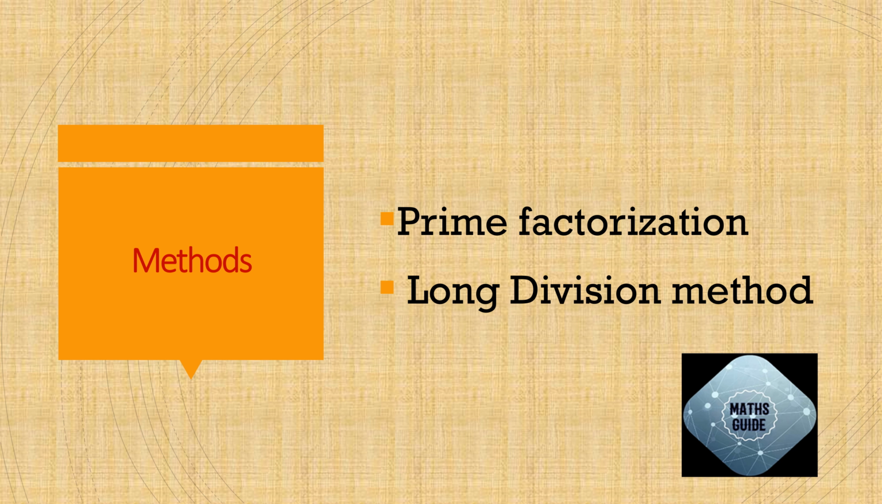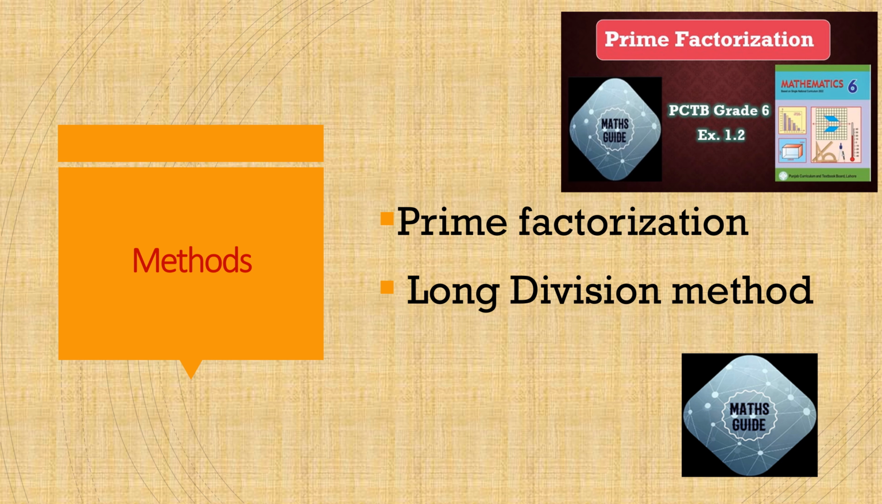There are two methods of finding HCF. One is the prime factorization method and the other one is the long division method. I have made a complete video on prime factorization. Link is provided in the description. Using this concept, we can find the HCF of any two or three numbers very easily.